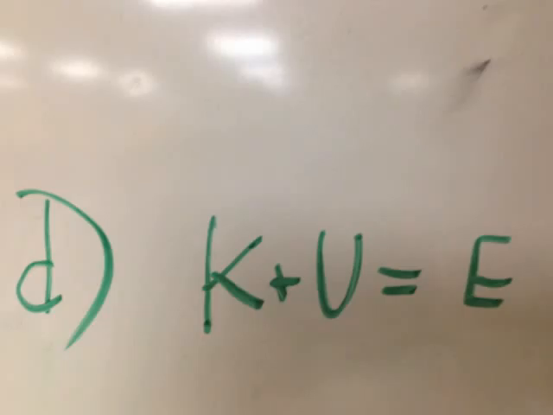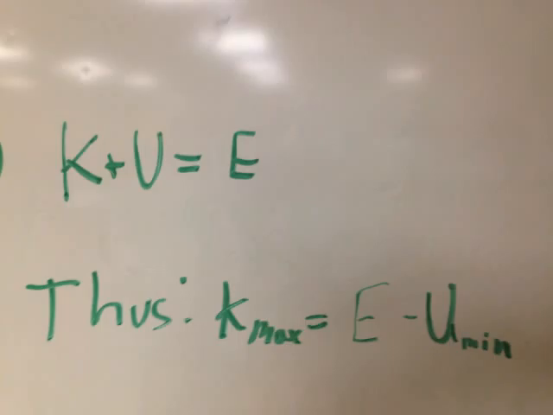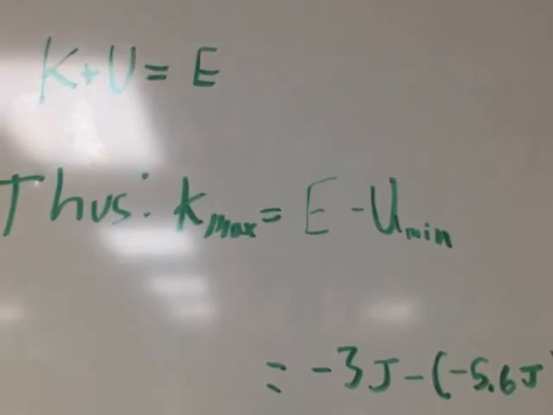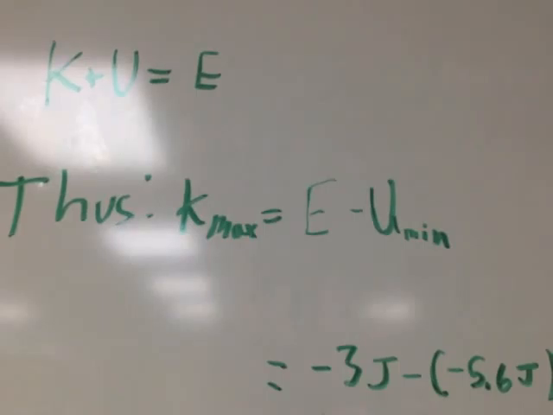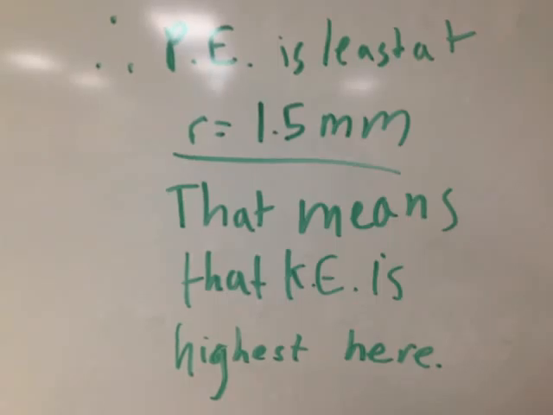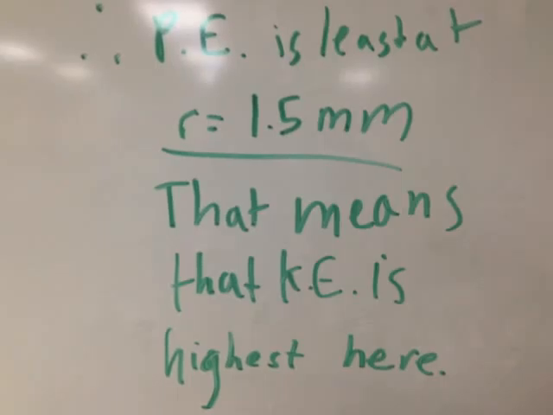For D, we know that kinetic plus potential is equal to energy. This is pretty obvious. Now, if you minus kinetic from both sides, you get potential energy. If you minus potential, you get kinetic is equal to energy minus potential minimum. Now, to find K max, all you have to do is substitute. So -3 joules minus -5.6 joules, which will give us our answer of the K max being at r equal to 1.5 millimeters. PE is least there, which means that the KE must be the highest at this position.